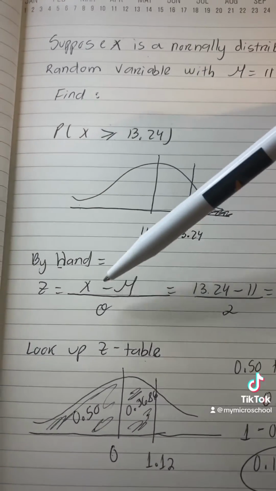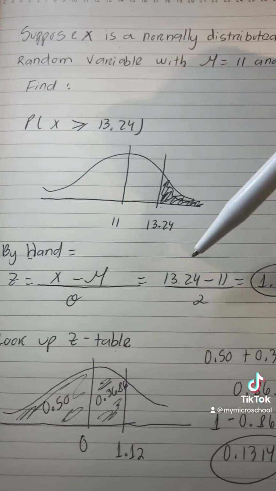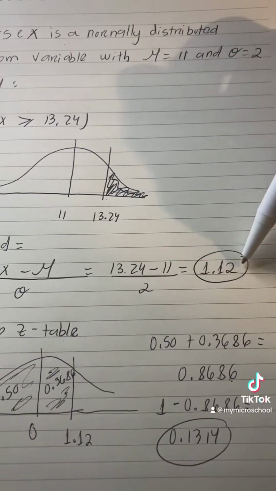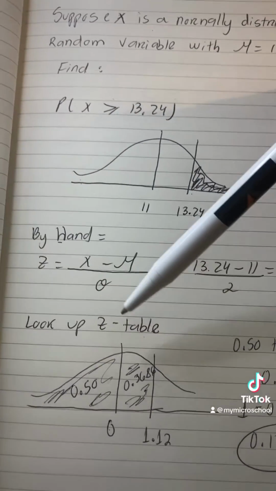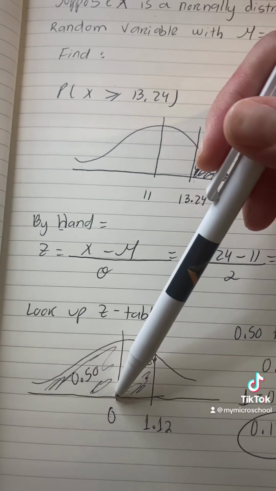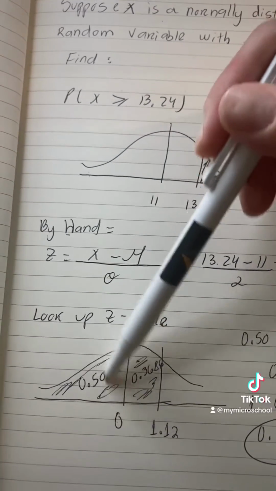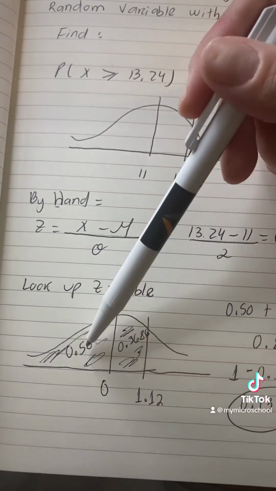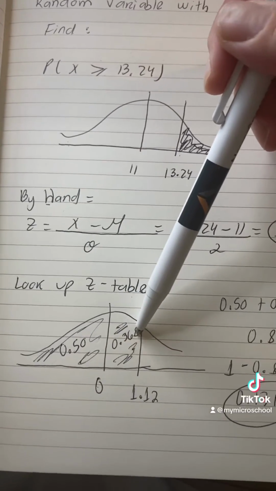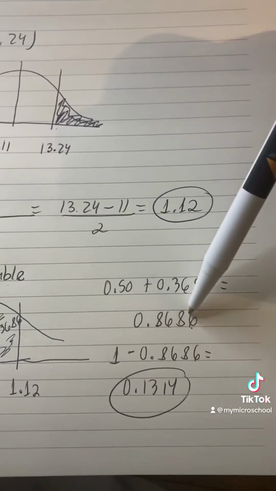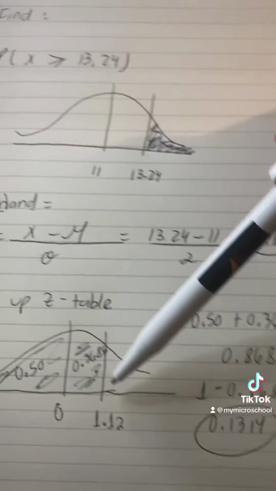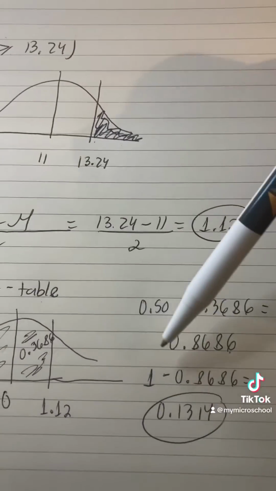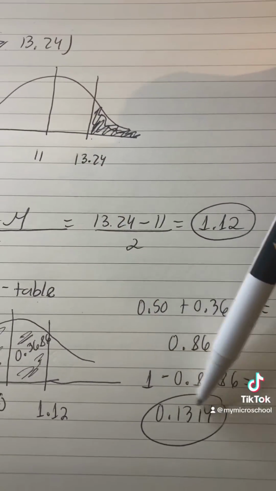So the first thing that we'll have to do by hand is find the z-score, which is x minus mu divided by the standard deviation. Once I do this, I get 1.12. Then I can look up the z-table and notice that the z-table most likely will give me this area from here to here, but I know that half of the curve is 50%. That's why I know that the area from here to here is 0.50 plus 0.3686, and if I add those two, it will give me 0.8686. Then if I want to find this area right here, which is what the question is asking, I will get 1 minus 0.8686, and that's how I get this area.